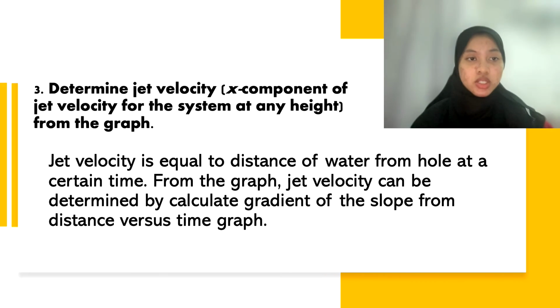And for the last question, determine jet velocity from the graph. Jet velocity is equal to distance of water from hole at the same time. From the graph, jet velocity can be determined by calculating the gradient of the slope from the distance versus time graph.